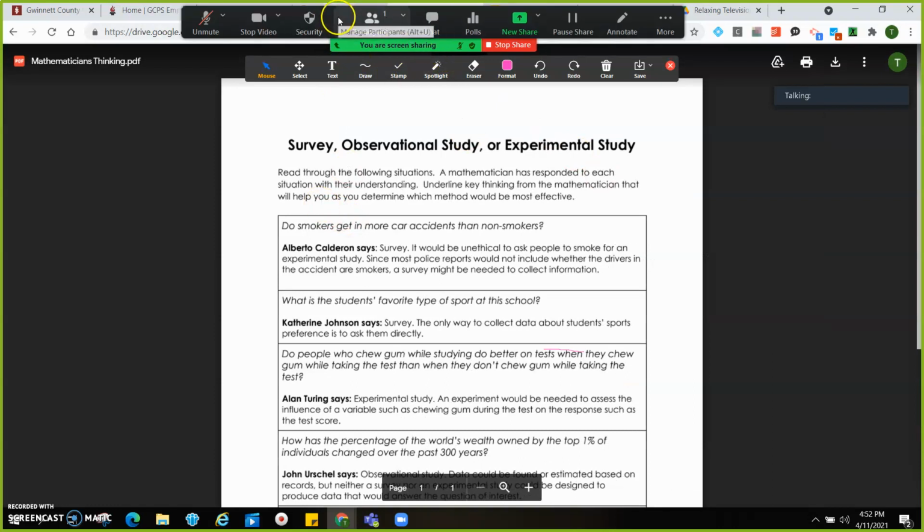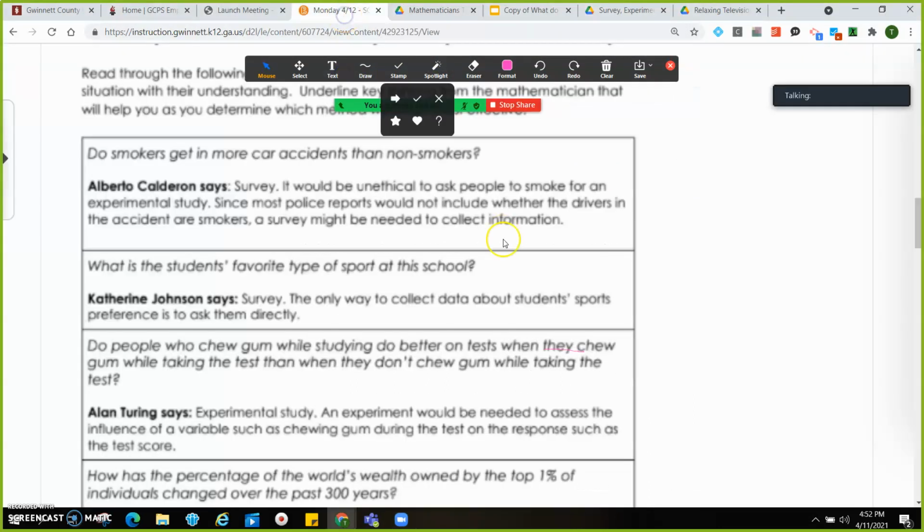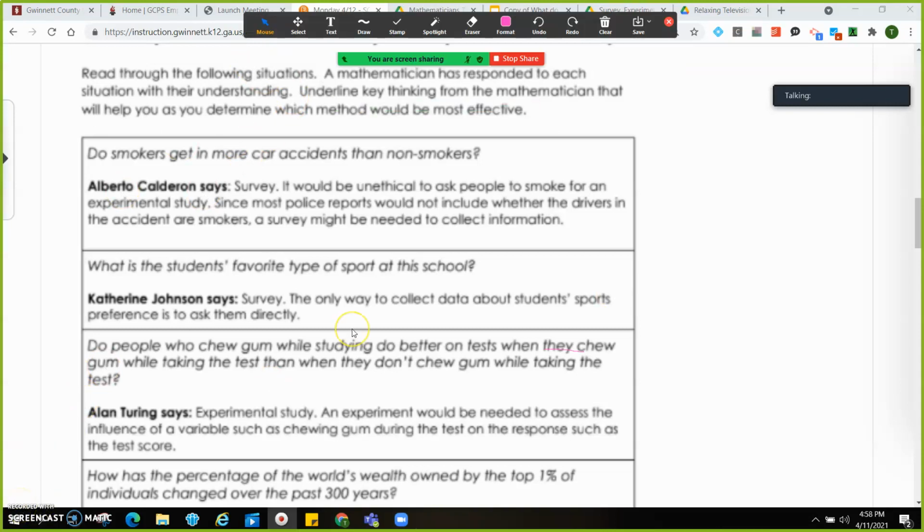So let's go back to here. Sorry. There we go. So reading through it, go ahead and take a moment. If you don't want to listen to me read it, take a moment, read through them, and read what they say, and then underline the key thinking. That's going to help you determine this stuff. So go ahead and pause the video and try it on your own. All right. So again, we're going to underline the key thinking from the mathematician that will help you as you determine which method would be most effective.